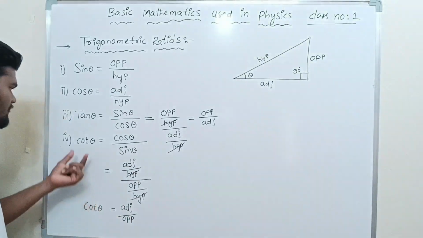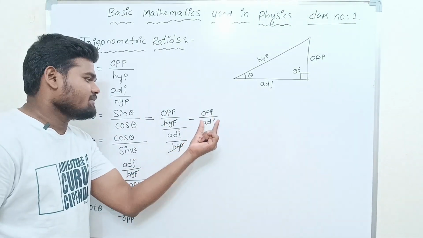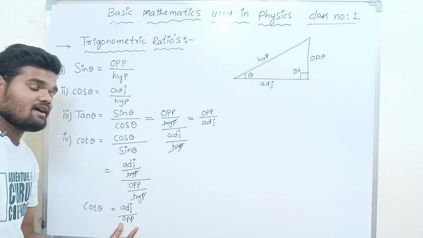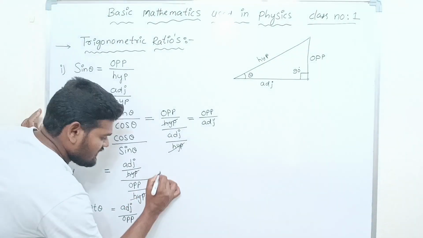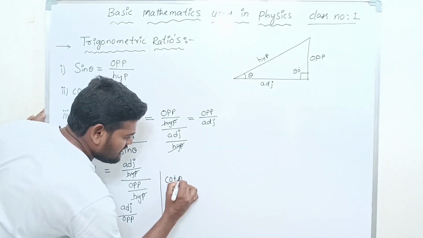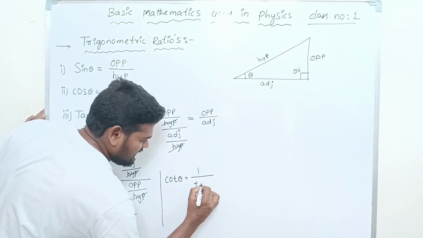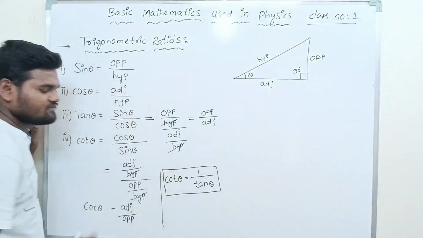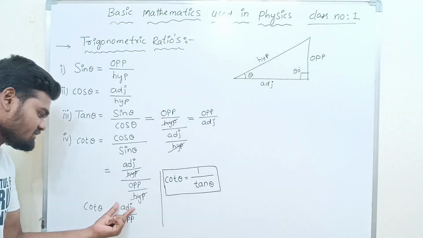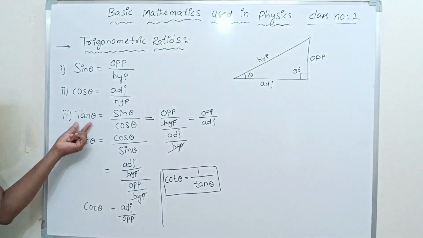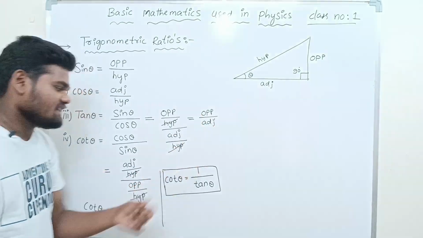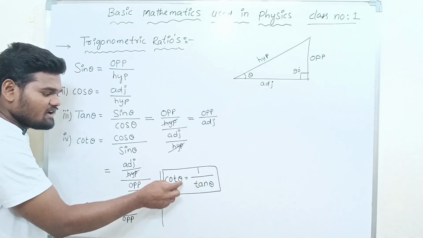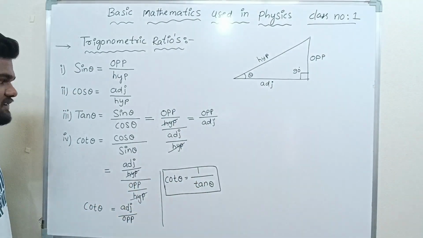If you observe carefully, tan theta is opposite side by adjacent side, and cot theta is adjacent side by opposite side. That means we can write cot theta equals 1 by tan theta. The reciprocal of tan theta is cot theta. Are you getting it? Cot theta is adjacent side by opposite side, tan theta is opposite side by adjacent side. If we take the reciprocal of tan theta, we get cot theta, right?